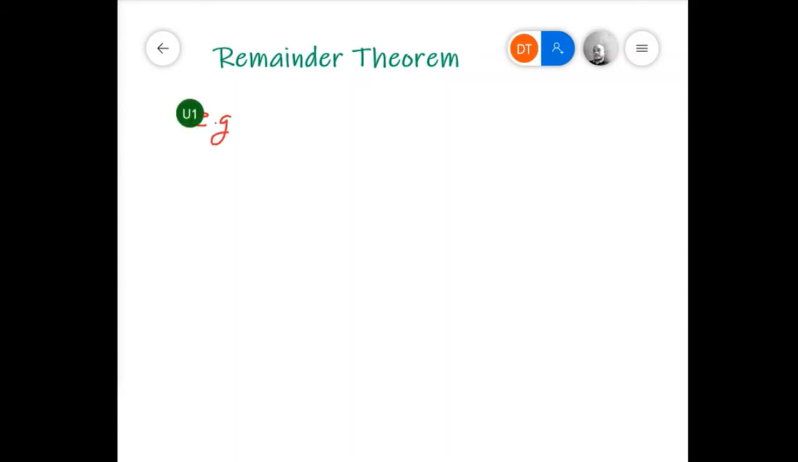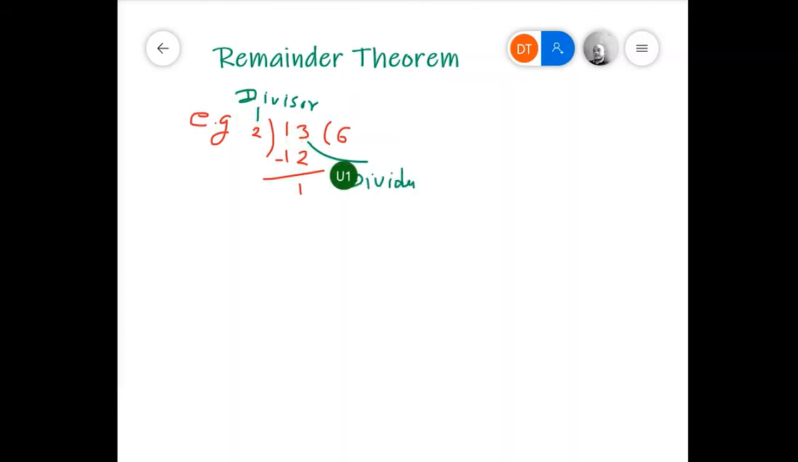If I want to divide the number 13 by 2, we just do simple division. 2 sixes are 12, so the answer will be 6, and the remainder will be 1. Here the number 2 is called the divisor, and this 13 is called the dividend, right? And 6 is your quotient and 1 is the remainder.